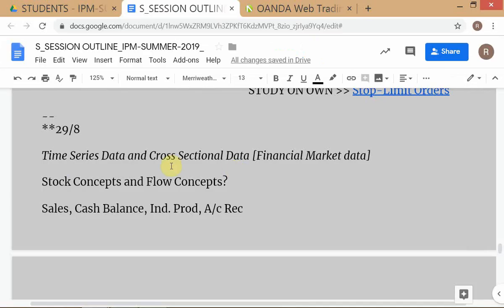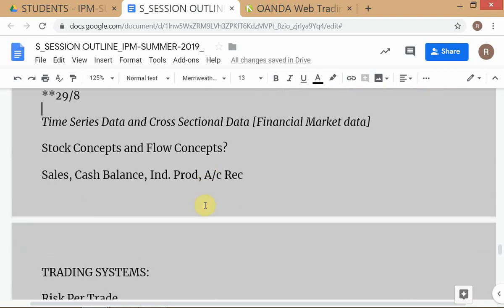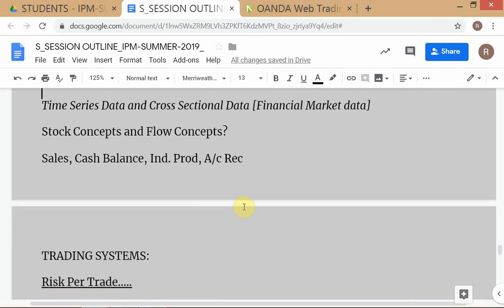Let's start with our first topic today. Something I should have covered actually when we started with time series data and cross-sectional data. You remember the distinction that we made? You will not find this distinction in any book written in this precise way. So what was the definition that we gave for time series data?